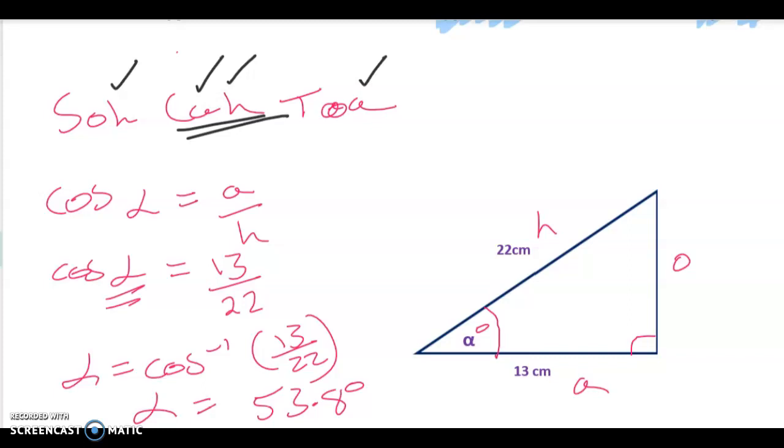So exactly the same as we did for the sine ratio. Once we got to the part where we had cos of alpha and we had our fraction, we then did our shift cos before we put in our fraction, and that gave us our inverse, turning the fraction back into an angle.